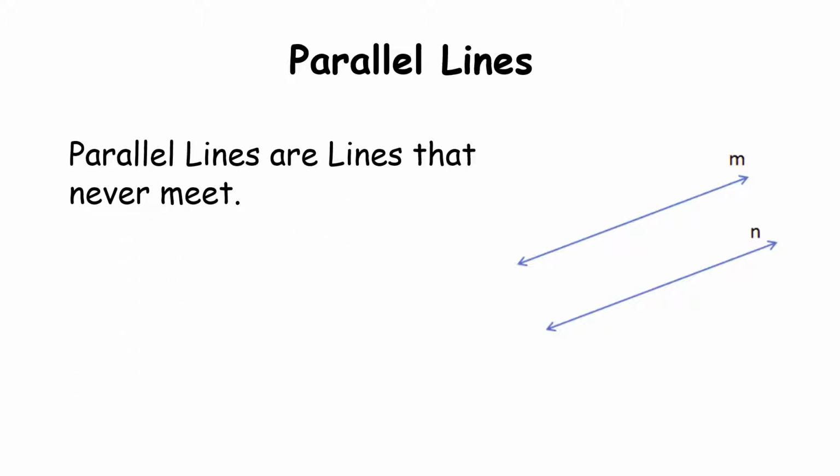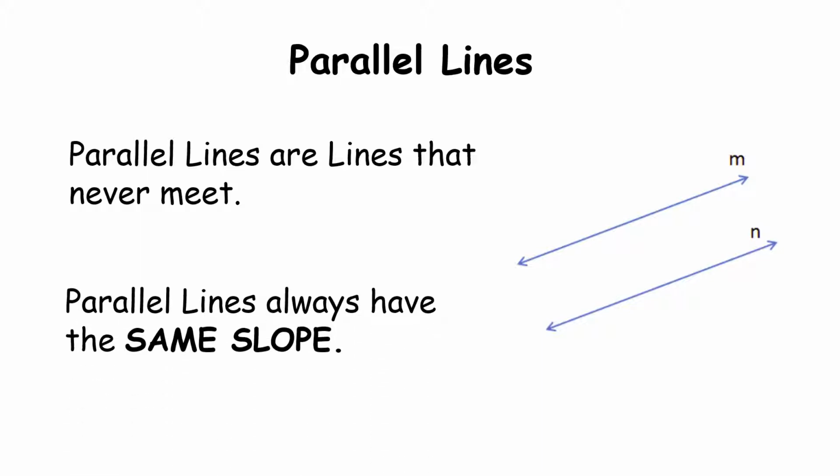Parallel lines are lines that never meet. So in our example here, M and N will both keep going forever in both directions and will never ever meet. So parallel lines, in order to do that, must have the same slope. Remember from our last video, we talked about slope as being a measure of how slanty lines are. If one was more slanty than the other, or less slanty than the other, they would eventually meet. They have to have the same slopes in order for them never to meet.